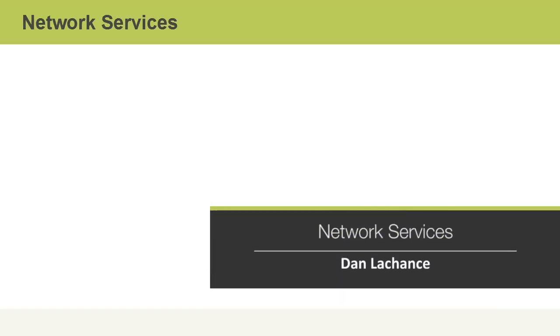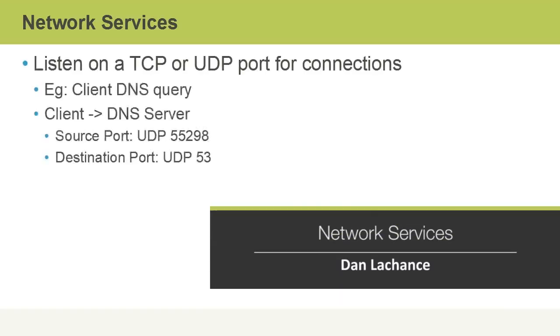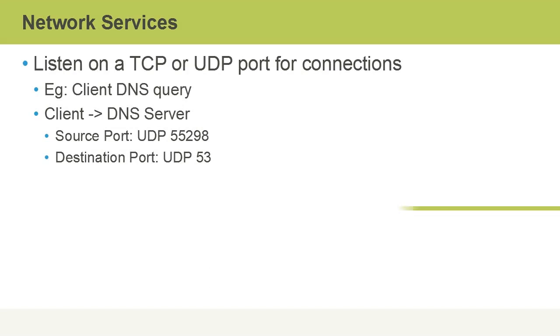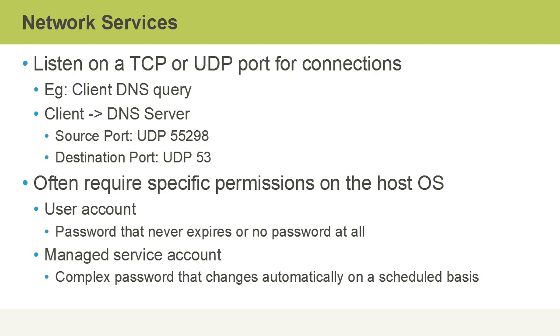In this video, I'll talk about network services. Network services listen on a TCP or UDP port number for connections. So, for example, with a client DNS query where a client is contacting a DNS server, the source port would be a higher level UDP port. In this case, for example, 55,298. But the destination port would be unchanging because that's the network service listening port, in this case, UDP port 53 for a DNS server. Services will often require specific permissions on the host operating system.